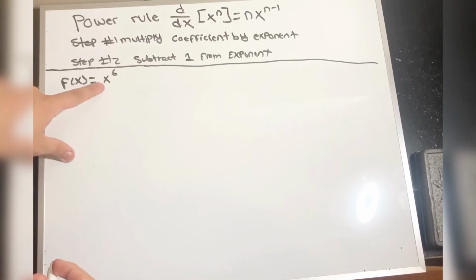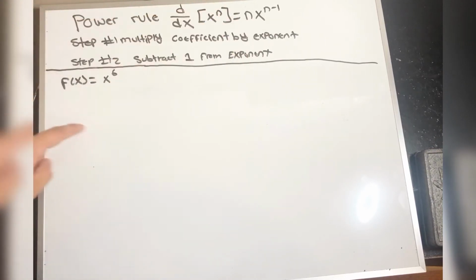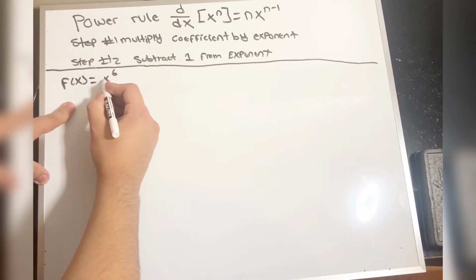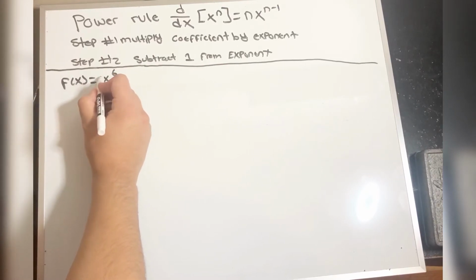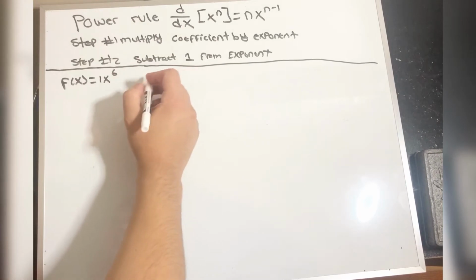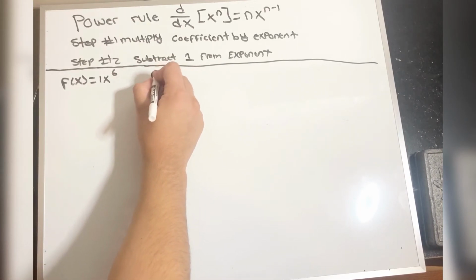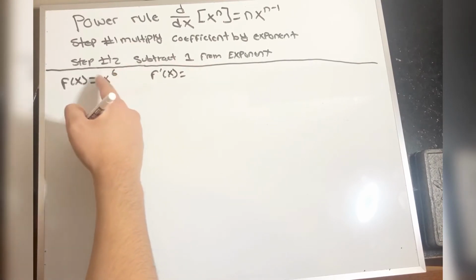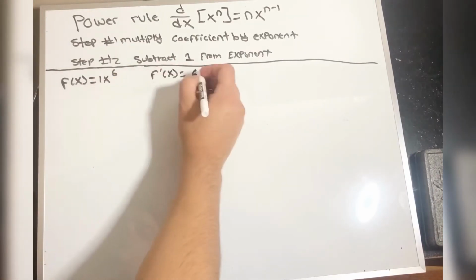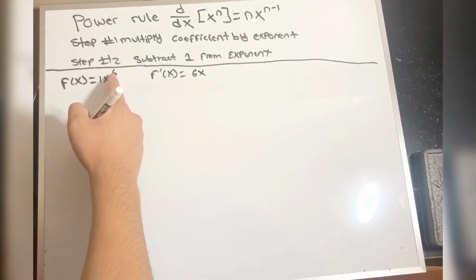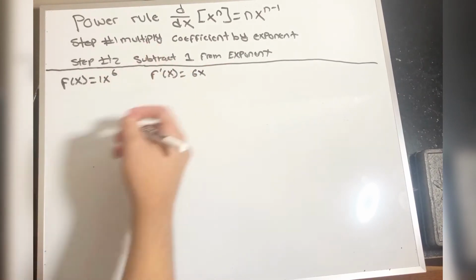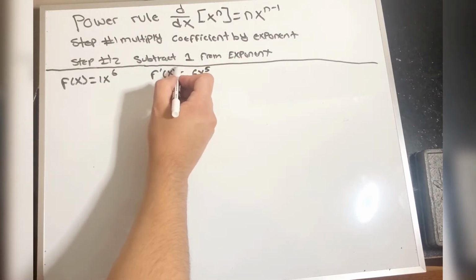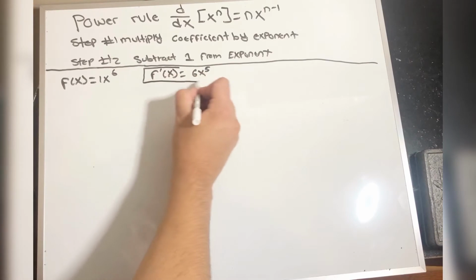And what we can do is, well, we have our formula here. So we can multiply the exponent by the coefficient. We don't see the coefficient, but we actually have a 1 here. So f prime of x is equal to 6 times 1, which is 6x, and then we subtract 1 from 6. 6 minus 1 is 5. And that is the answer for this problem.